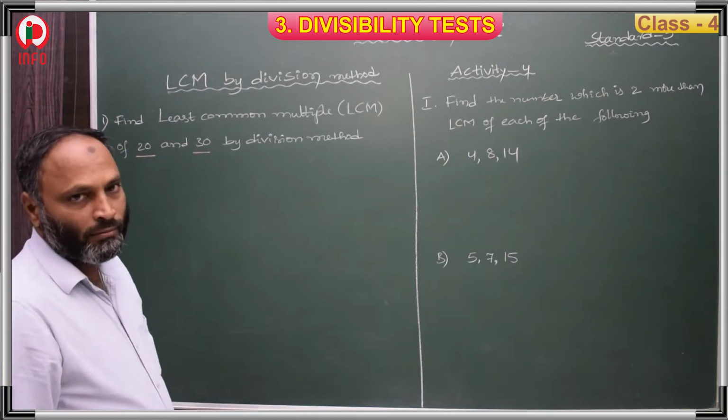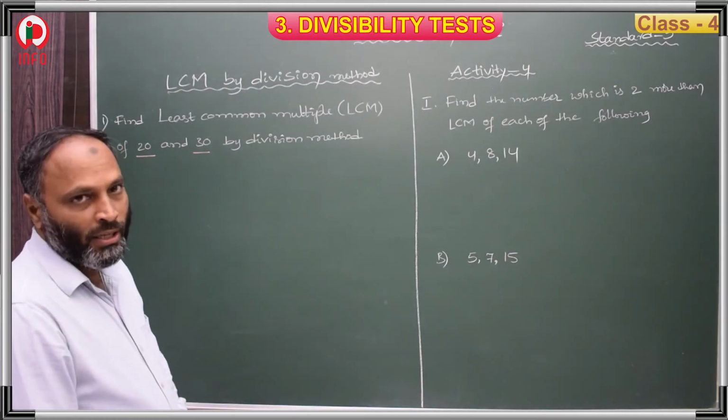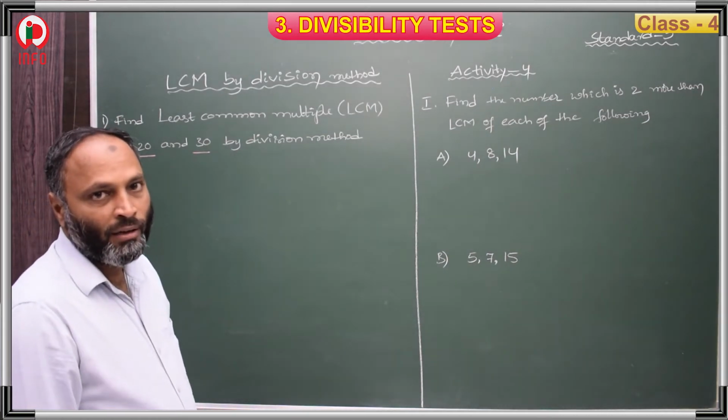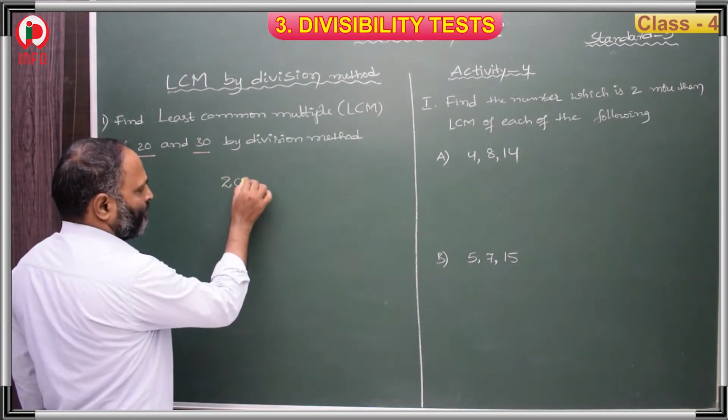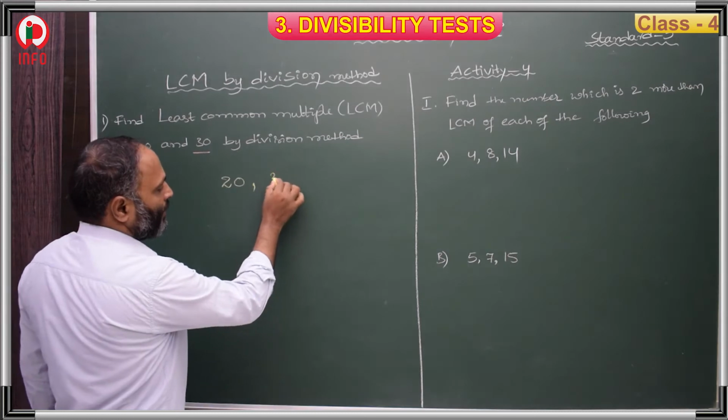20 and 30 are given. The LCM of these two numbers we have to find using the division method. See here, first we take 20 and then 30.